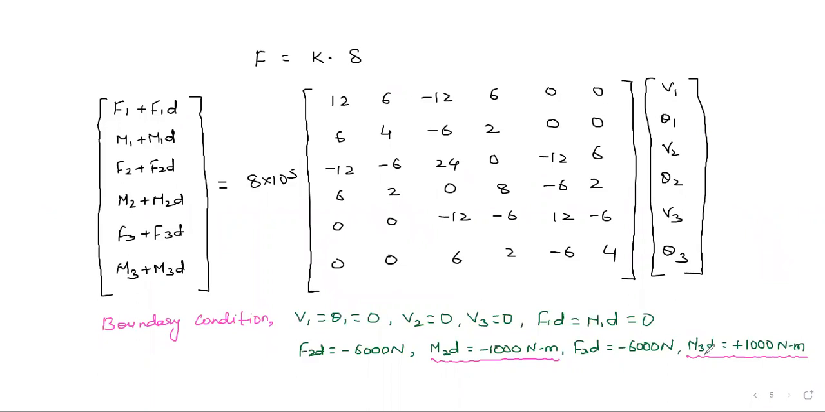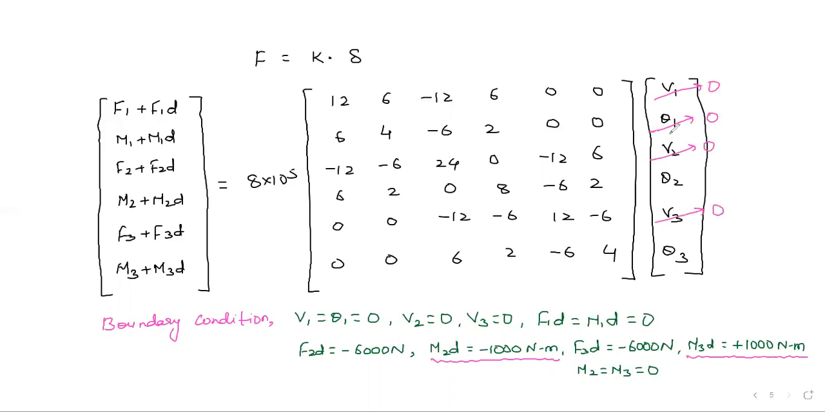Next, the M2 value and M3 value are 0. M2 is equal to M3 is equal to 0. So these are the boundary conditions. First, what we need to do, we will see these things also. But first, what should we see? We should see the displacement. What displacements are going to be 0? V1 is going to be 0, right. Theta 1 is going to be 0. V2 is going to be 0, right? Then V3 is also going to be 0.